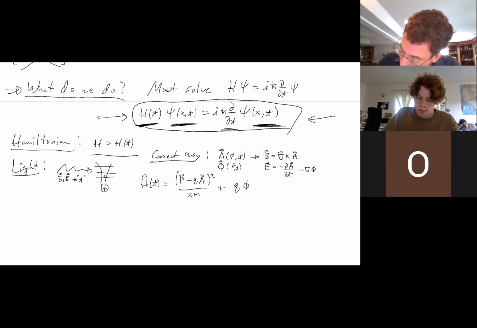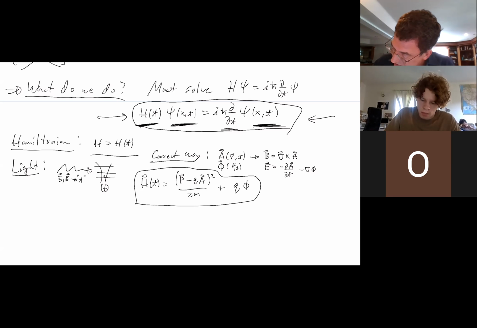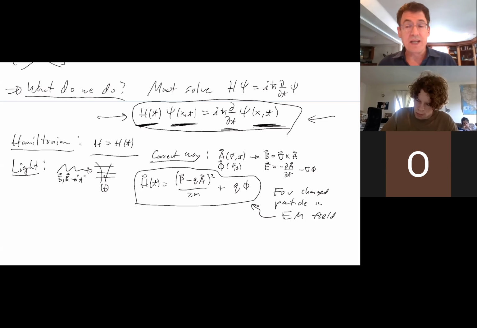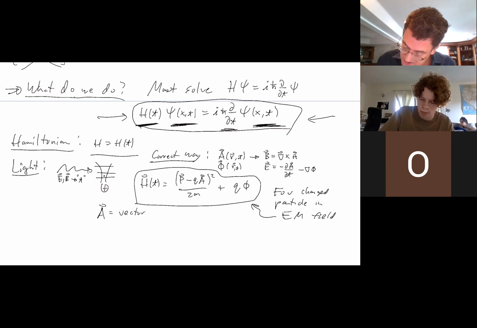Okay, so this is the Hamiltonian for a charged particle in an electromagnetic field. And so often in quantum mechanics problems, you will see the vector potential. The vector potential plays a big role in quantum mechanics. A equals vector potential. So I just want to say that, because it's true. The vector potential is really important.